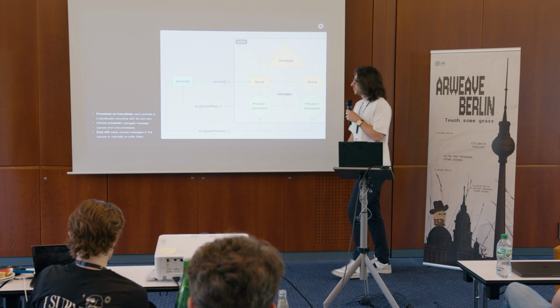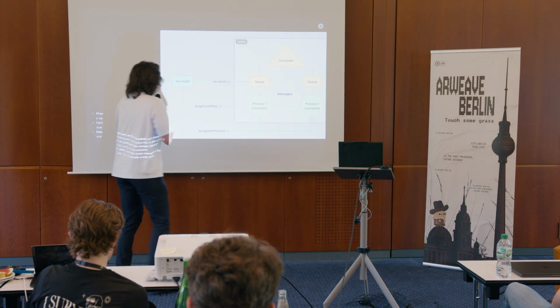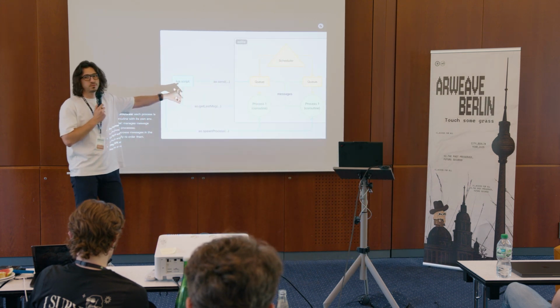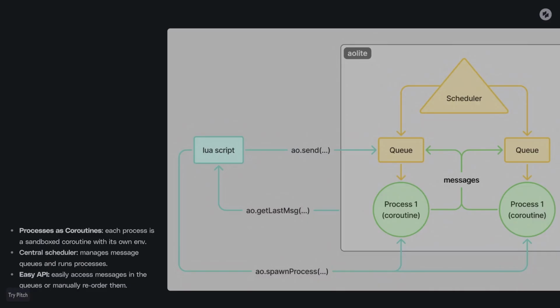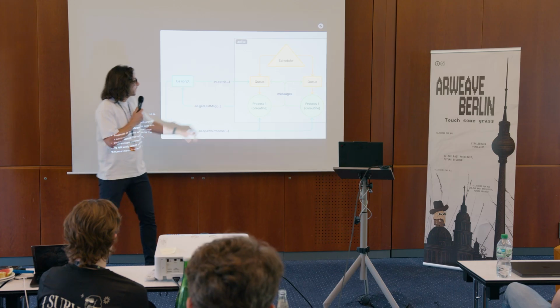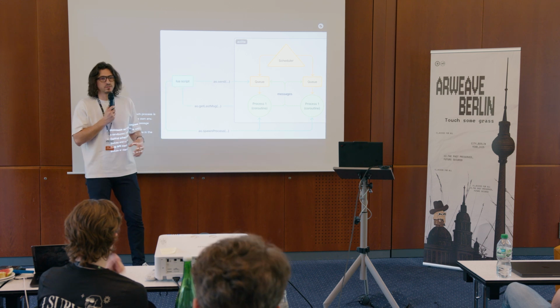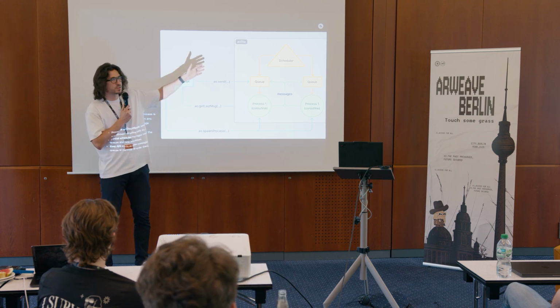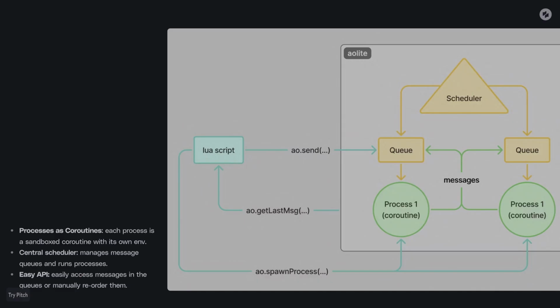The way it works is here. Let's say you have a script, and if in your script you have AO send, it will just unqueue the message. Each process will live in its own coroutine, and they interact with the normal AO messages. You can trigger the message sending manually with the scheduler, or you can have it return automatically, so that every time you send a message, it is automatically sent.